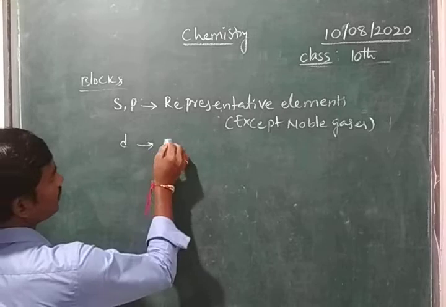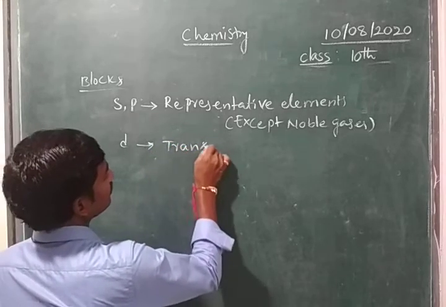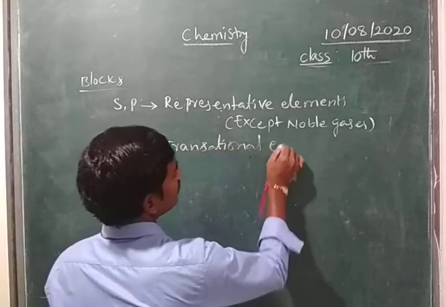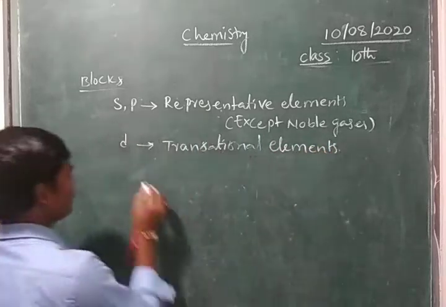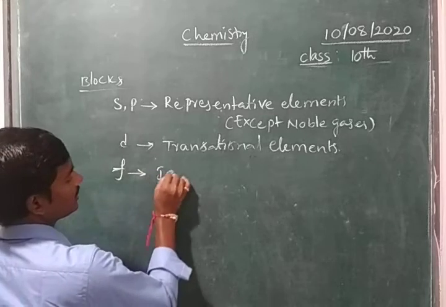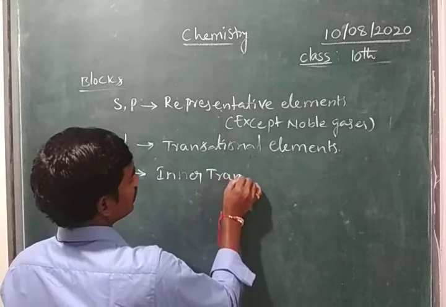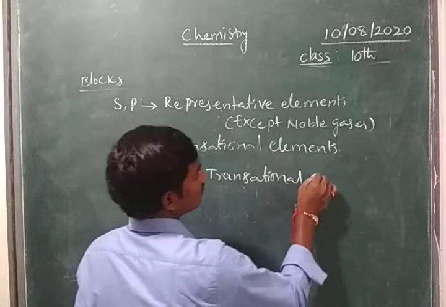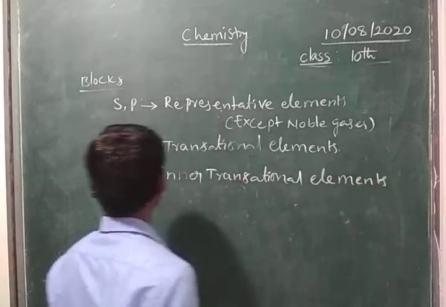After that, D block elements we have to consider as transitional elements. What, children? Transitional elements. Okay? And here the F block elements we have to consider as inner transitional elements. Inner transitional elements. Okay, children?